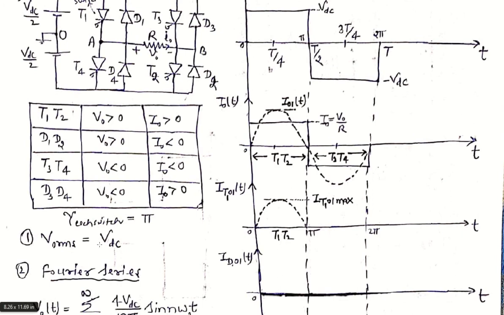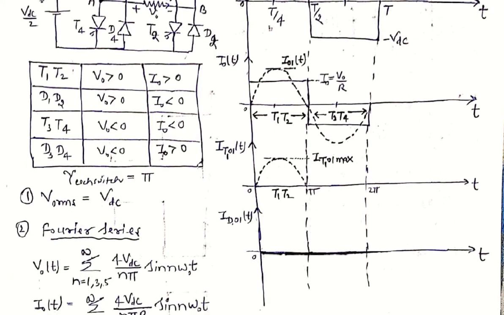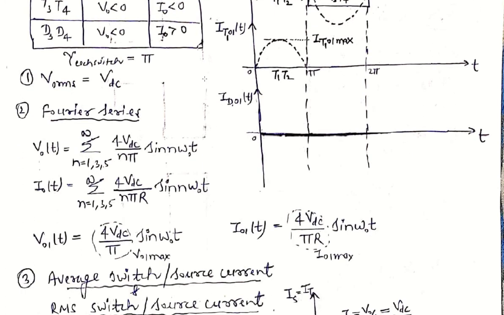It is VDC by 2 in case of the half bridge, but it is VDC in case of the full bridge. So the full RMS output voltage is obtained. This is the Fourier series analysis. In the half bridge case, the Fourier series has 2 VDC divided by n pi, but here the full DC bus voltage is there, so we write 4 VDC divided by n pi, and for current it is 4 VDC divided by n pi R, simply divided by R to obtain the current.